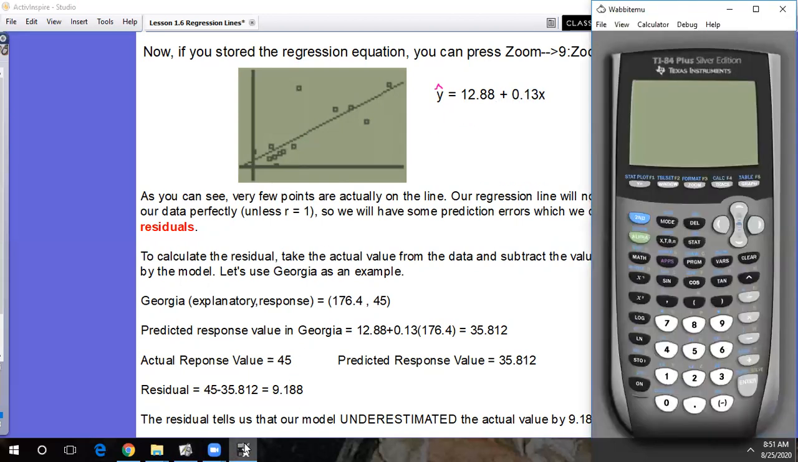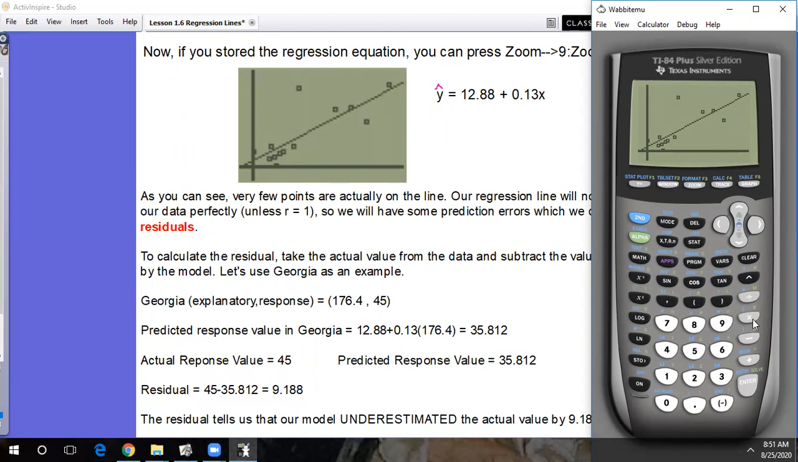So when we go back to look at the graph on here, if I have stored my regression equation, when I press zoom 9 to look at my scatter plot, it'll graph the regression equation in the middle of the graph. What I notice is not every point lies on the line. Obviously, there would be no way for us to draw one line that contained all of those points. But that line does give us some predicted values.